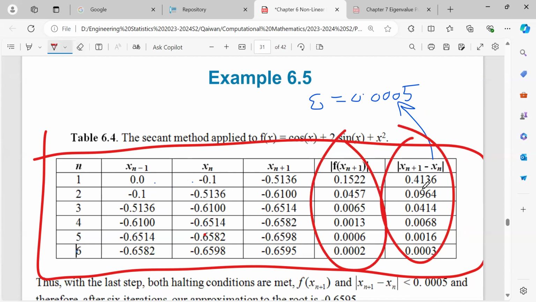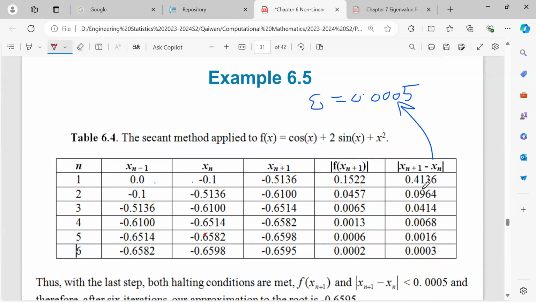Make these two columns also. If any of these two is less than the error, stop at that iteration and choose the last value of x. The last value of x is the approximate solution for the given equation.